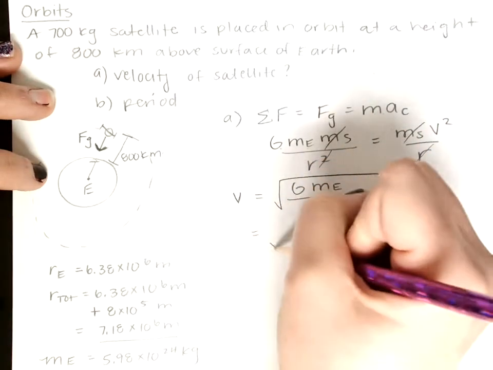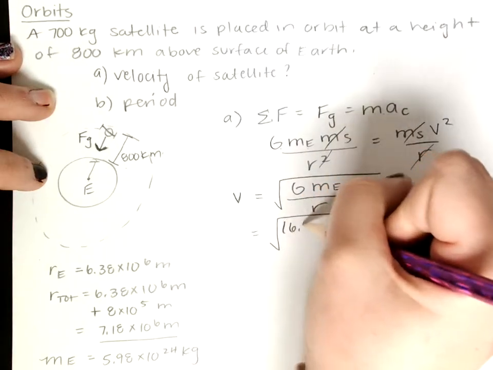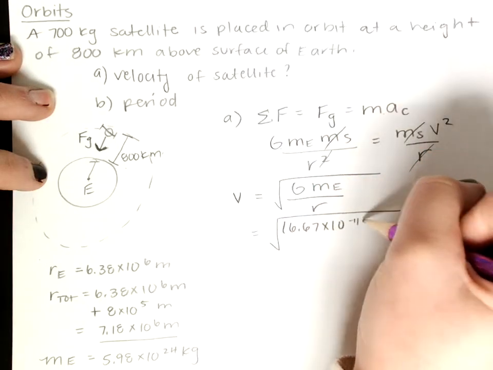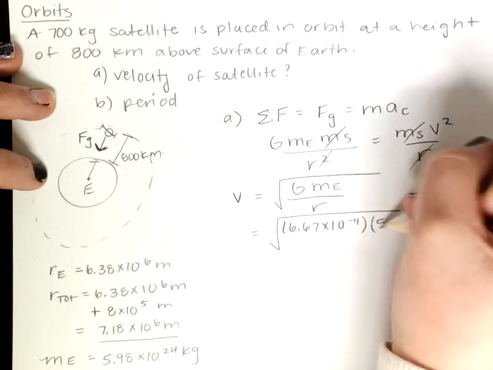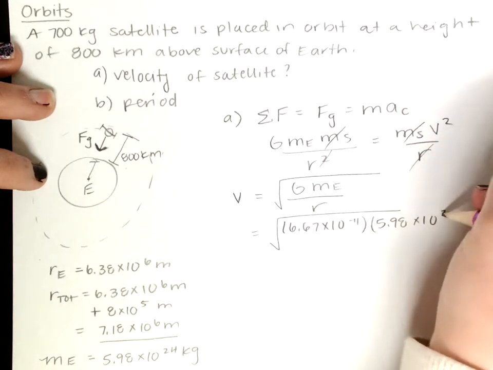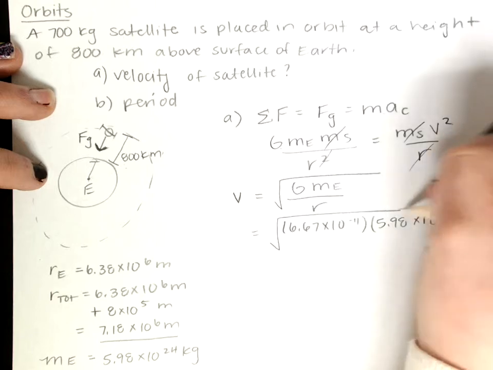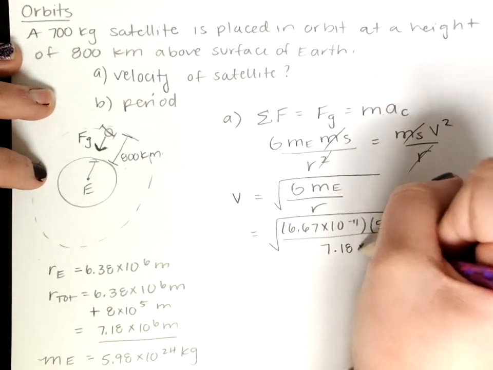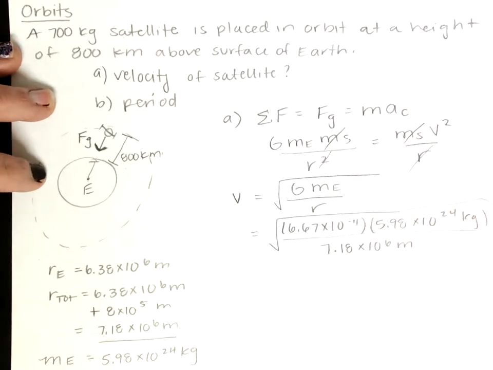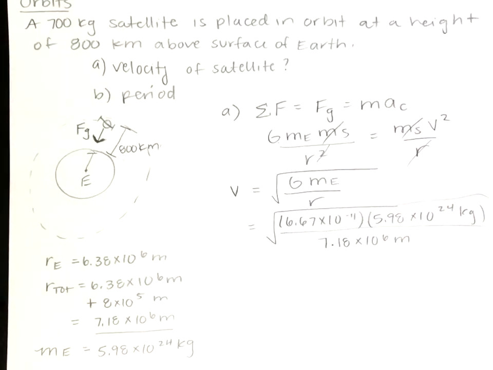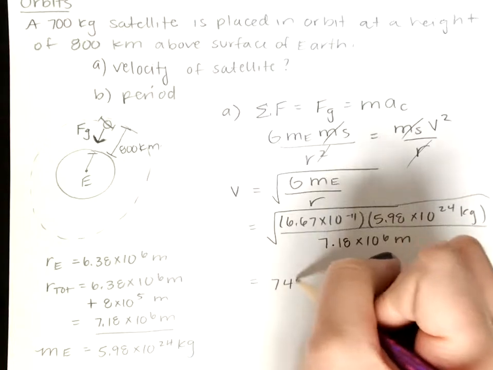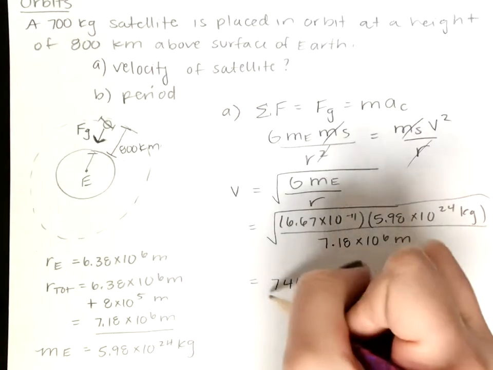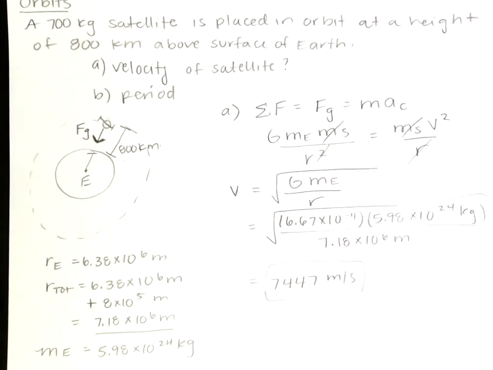Let's go ahead and plug those values in. G is 6.67 times 10 to the negative 11. Mass of Earth is 5.98 times 10 to the 24 kilograms. And our radius, which we already found, is 7.18 times 10 to the 6th meters. Go ahead and pause the video and take a moment to plug that into your calculator on your own and check your final answer. You should get 7,447 meters per second for the velocity of the satellite around Earth.